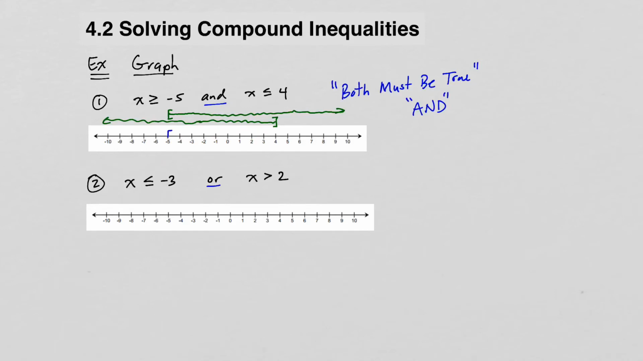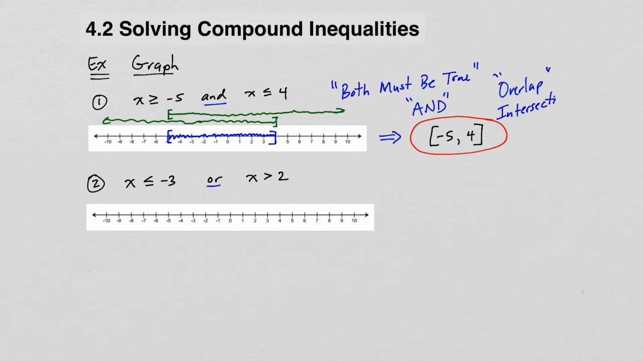And so on our number line here, we're going to graph these numbers in between. And so our final answer in interval notation, of course, would be all the numbers starting at negative 5 going up to positive 4. So this is how we do compound inequalities involving the word and. You're looking for the overlap of the two graphs, what the graphs have in common. It's also sometimes called the intersection of the two graphs. So all of these words sort of mean the same thing in this particular context.